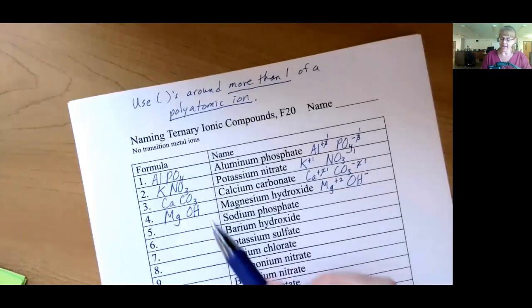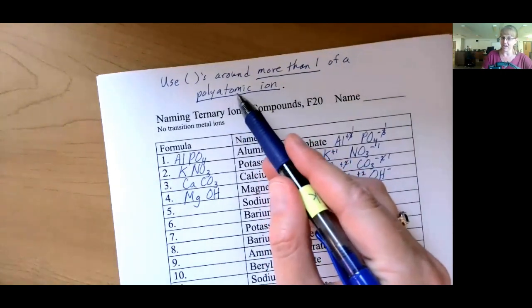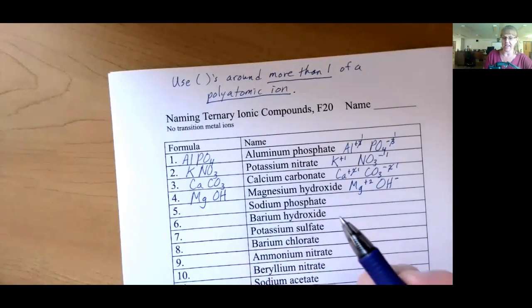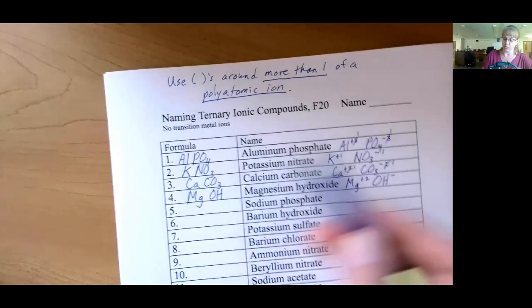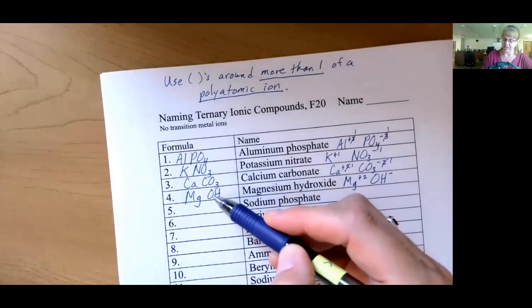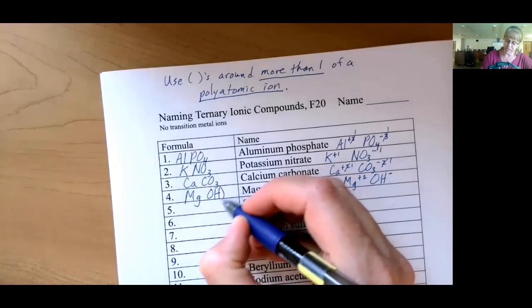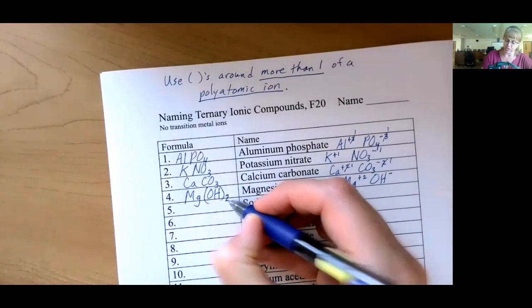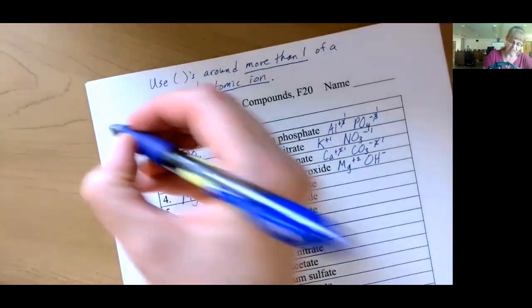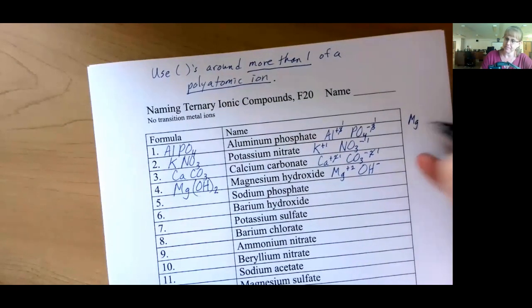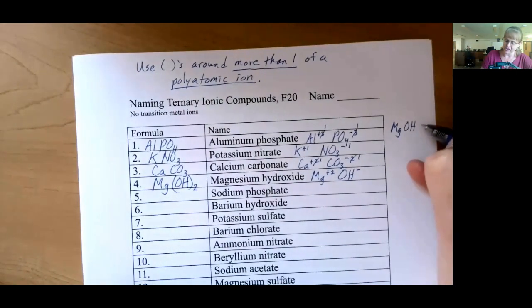But wait a minute, hydroxide is a polyatomic ion. It has both oxygen and hydrogen. And we're going to need 2 of these hydroxides. We're going to need more than 1 of this polyatomic ion. So you'll need parentheses around the hydroxide with the 2 outside. What this means is we have 1 magnesium and a hydroxide and another hydroxide. Or if you prefer, you could say 1 magnesium, 2 oxygens, and 2 hydrogens.